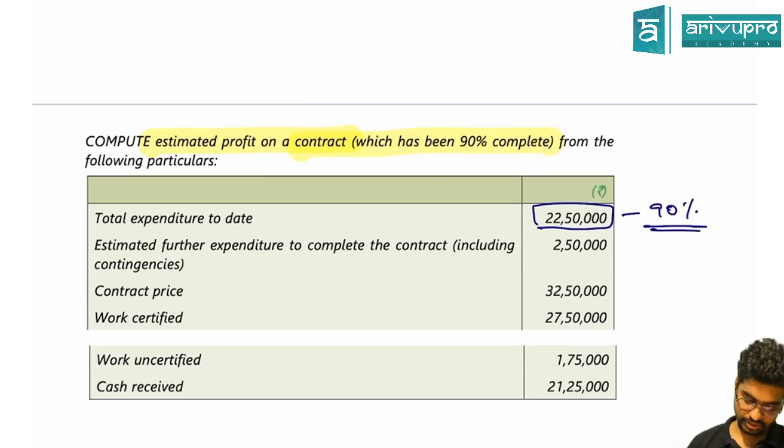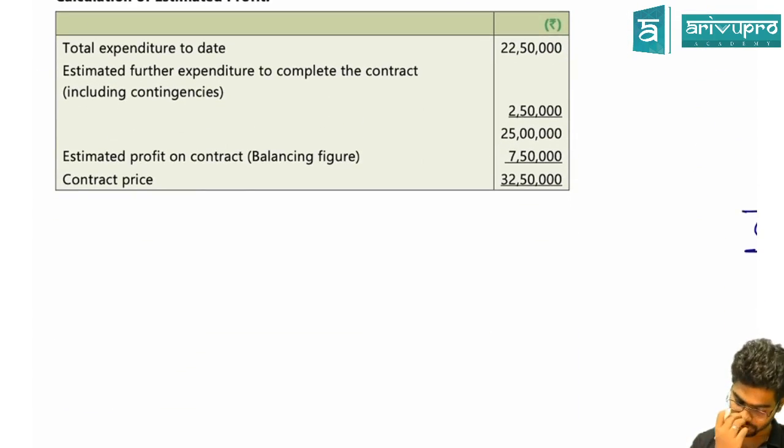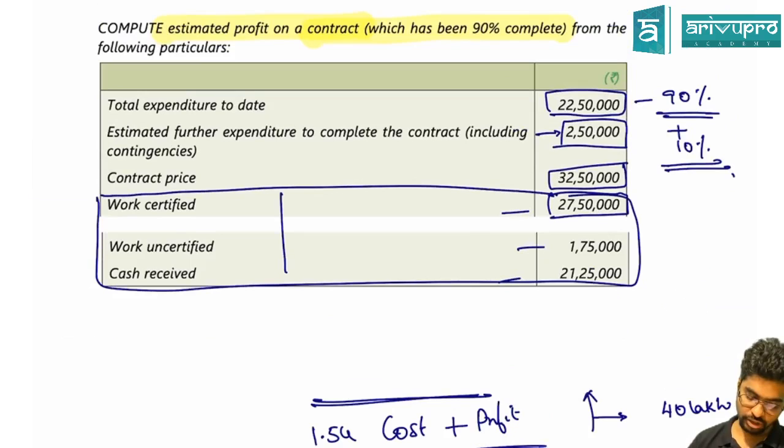Estimated cost of completion, right? So that means these two put together will become 100%. Contract price 32,75,000. Work certified is 2750. Work uncertified, cash received. Now they are asking me to find the estimated profit. Estimated profit is very simple. This portion of work certified, uncertified, all of this is going to be helpful only in case of finding notional profit.